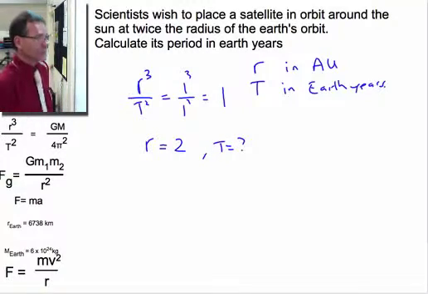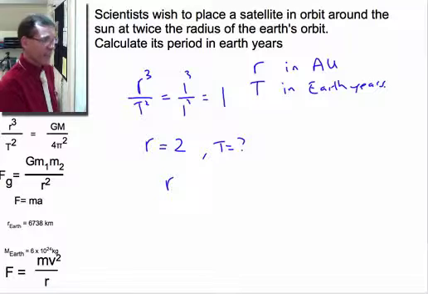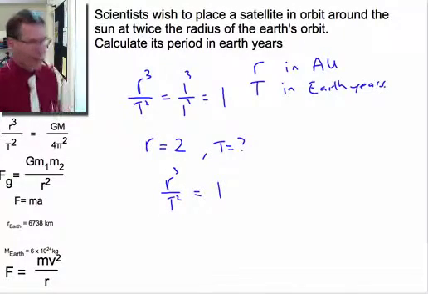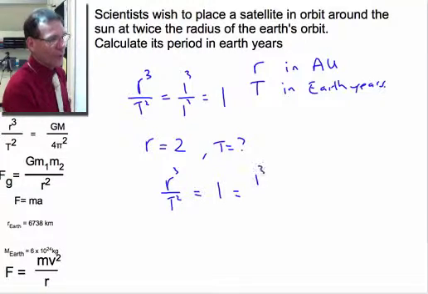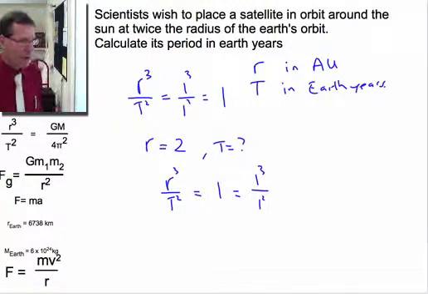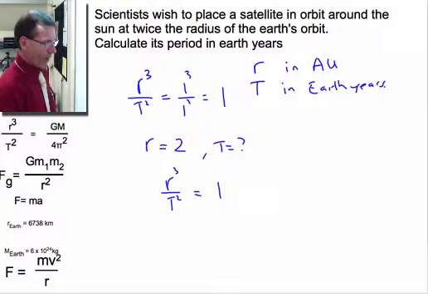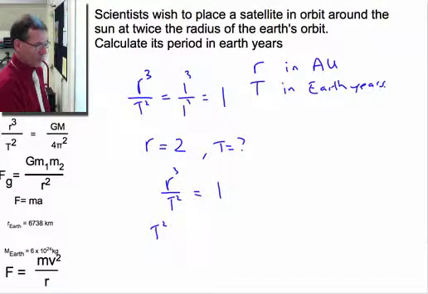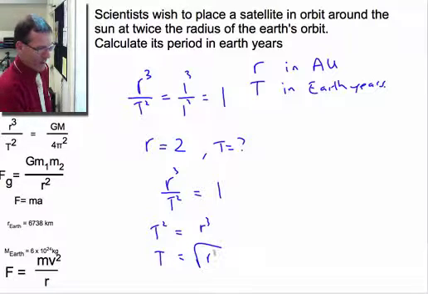It's that simple. So we can say for this particular satellite, r cubed on t squared is going to be equal to 1, because it's equal to 1 cubed on 1 squared for the Earth. Okay, so I can rearrange that and get t squared equals r cubed. T is going to equal the square root of r cubed, and that's how simple it is.